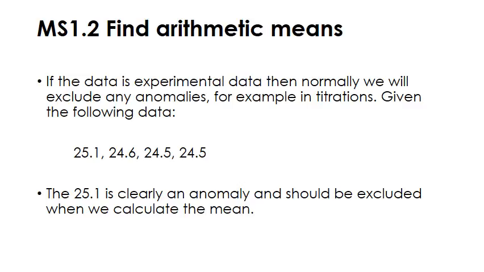The other thing about experimental data is that normally you would exclude any anomalies. So in a titration you quite often get anomalies. If you have the following data of 25.1, 24.6, 24.5 and 24.5, then the 25.1 is clearly an anomaly and therefore should be excluded when we calculate the mean. So you would exclude 25.1, add 24.6 plus 24.5 plus 24.5 and divide by 3, remembering that you have to only record it to 1 decimal place.